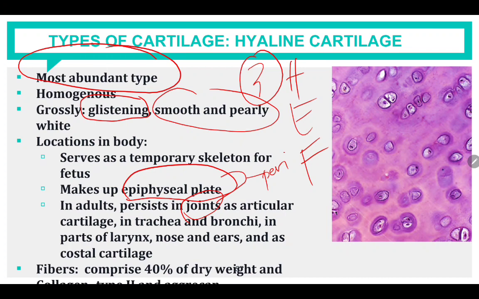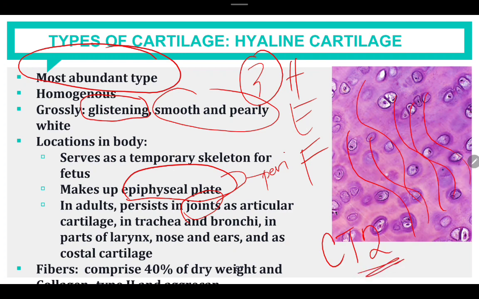So tandaan ninyo that this type of cartilage is comprised of 40% fibers. Okay, the fibers here are 40% of the dry weight of the hyaline cartilage, and the collagen present here is collagen type 2. Collagen type 2. It's because hindi nyo makita yung mga fibers dyan, di ba? Since collagen type 2 is highly refractile. Yan yung reason doon. Okay, so let's move on sa next slide natin.